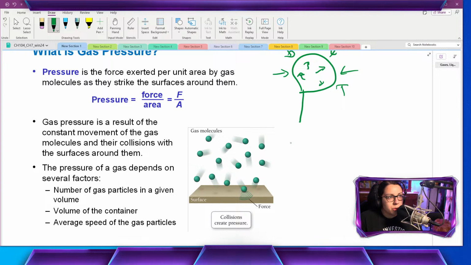So then our gas pressure is the result of the constant movement of those gas molecules and their collisions. And again, our pressure is our force over our area. So if we were to shrink our balloon, then we'd have more collisions in a smaller volume, so smaller surface area. And that would lead to an increased pressure versus a larger balloon, where then that area is spread out. And so then less force.